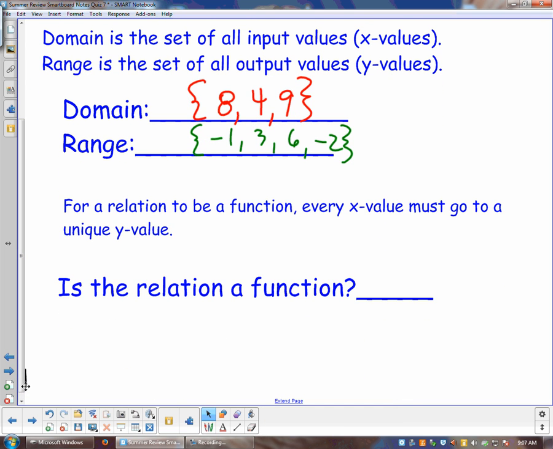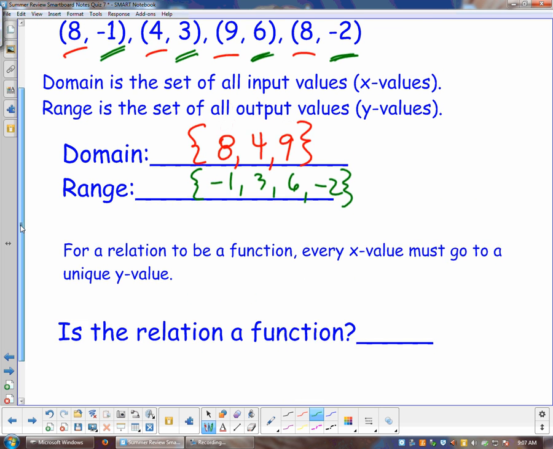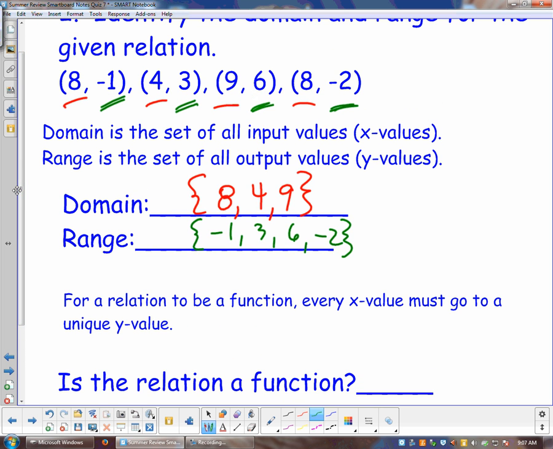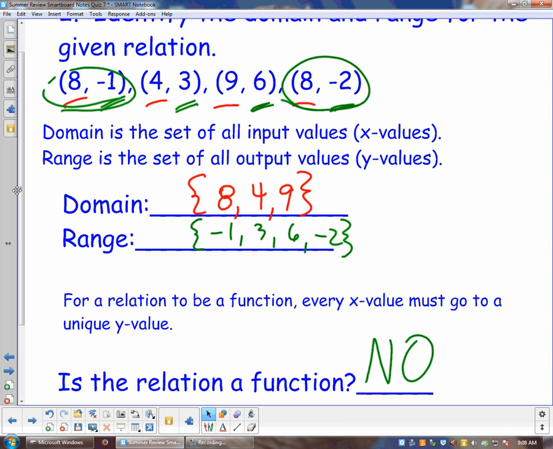Well, in this case, I've got 8 going to -1, but 8 is also going to -2. I cannot have one input value like 8 going to two different output values. So to answer this question, that's a big no. The relation is not a function because we have 8 going to -1, and 8 is also going to -2. And that's no good. We cannot have that. So it is a relation, but it's not a function. Let's take a look at our next example.